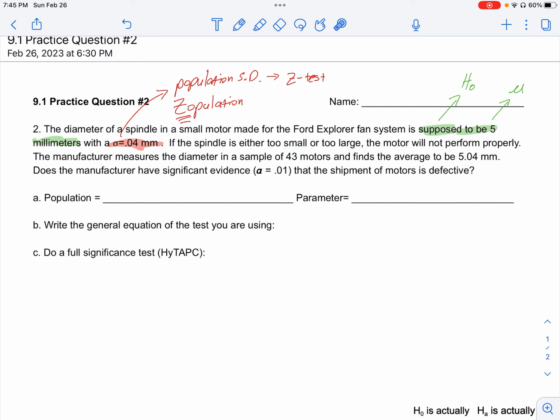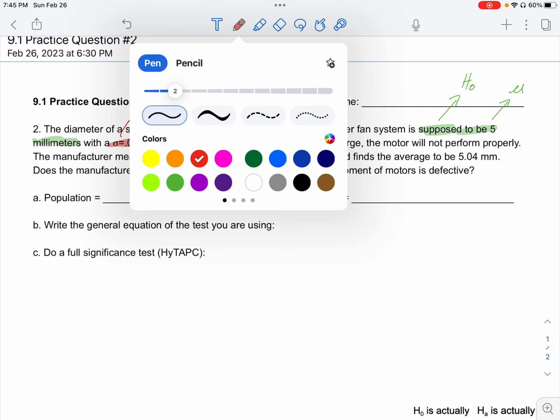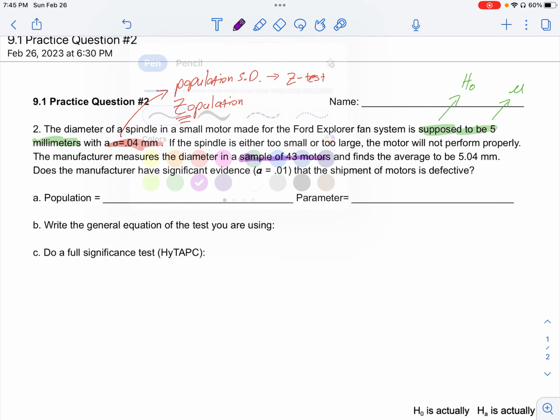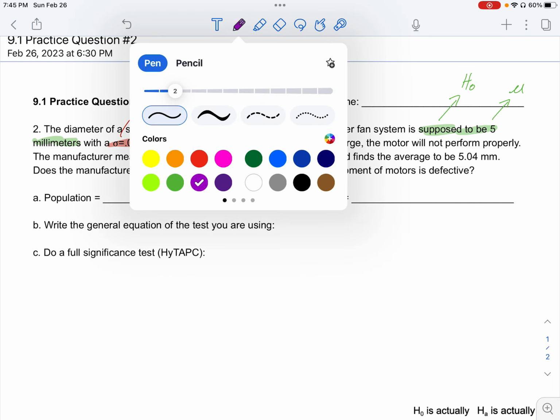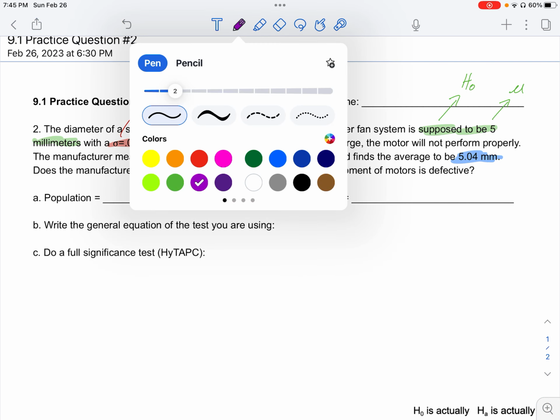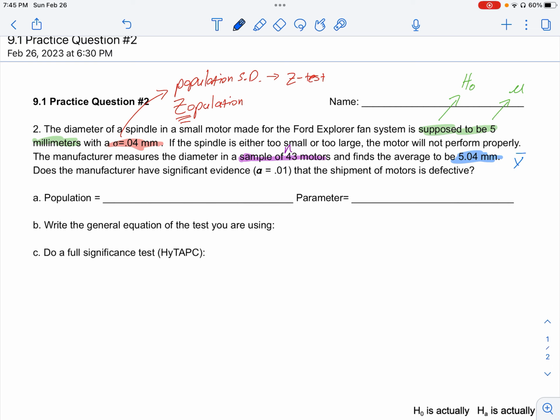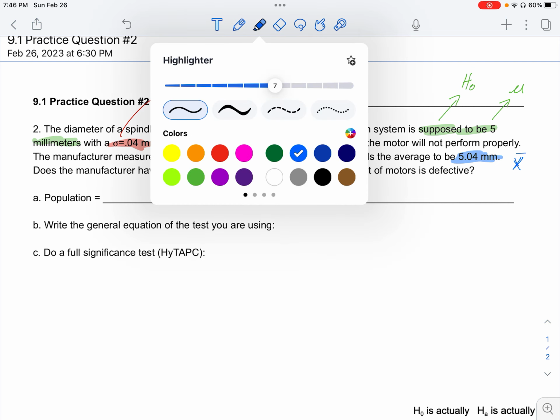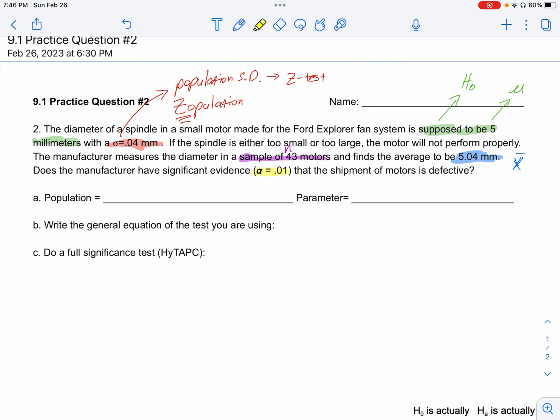Anyway, if the spindle is too large or too small, the motor will not perform properly. The manufacturer measures the diameter in a sample of 43. So there is n right there, sample size, 43, and finds the average to be 5.04. So that would be the result of my sample. That would be x bar. That would be the statistic. Does the manufacturer have significant evidence at the 0.01 level, alpha 0.01, that the shipment of motors is defective?